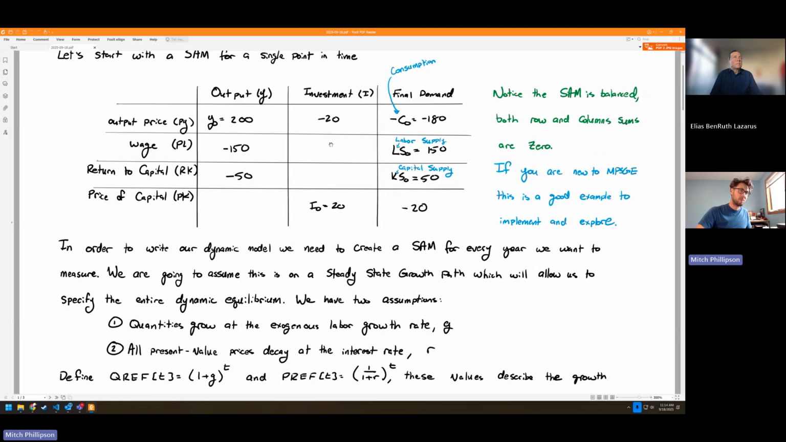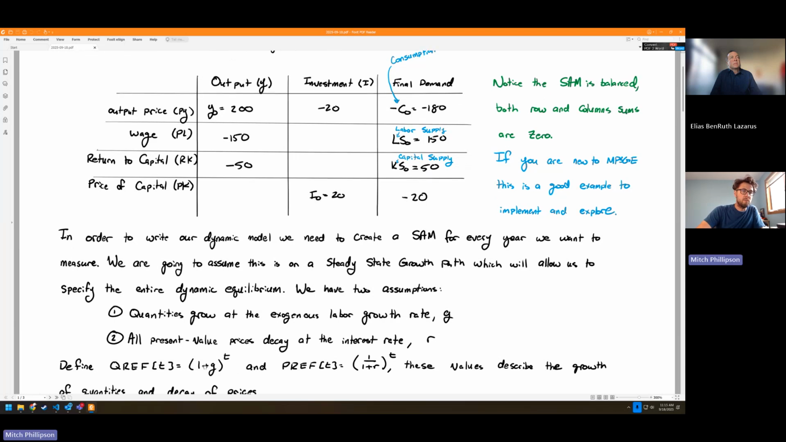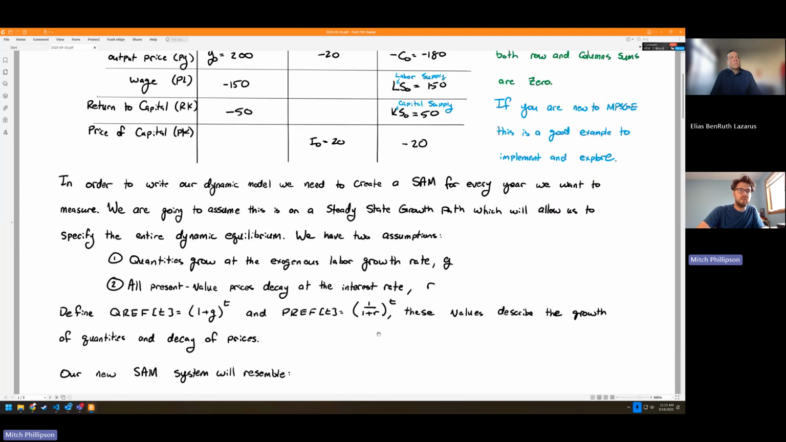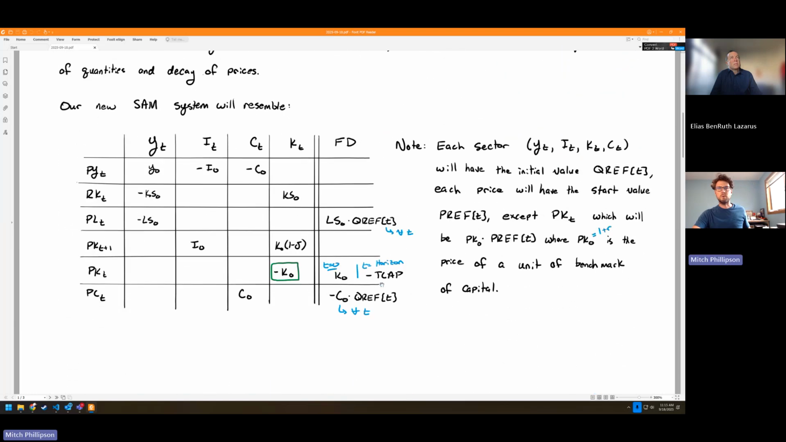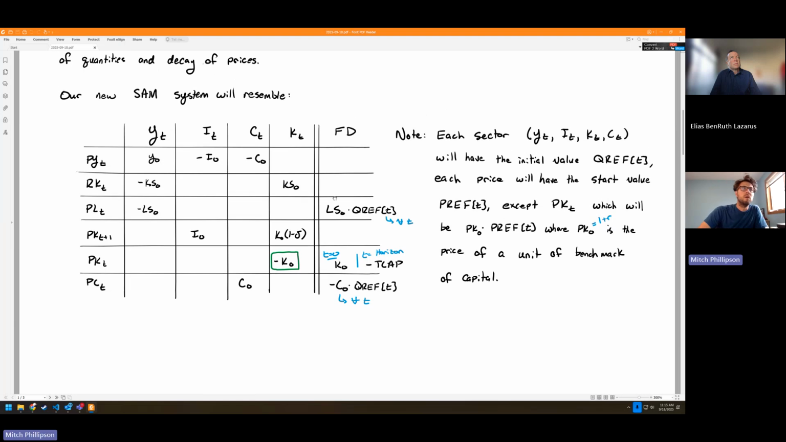To write our dynamic model, we need this for every year between now and whenever we want to stop. So the way that we do it, assume all quantities grow at growth rate G and present value prices decay at some interest rate R, because then quantities are given by this, reference prices are given by this. It's just compound interest decay. Okay, and then this is the important one. This should be our new SAM.